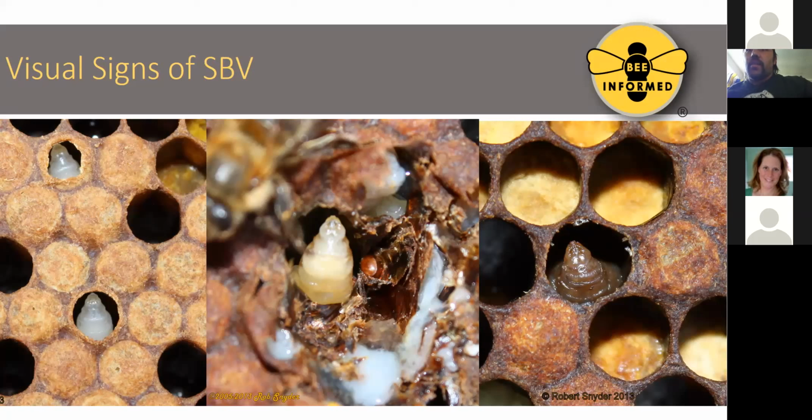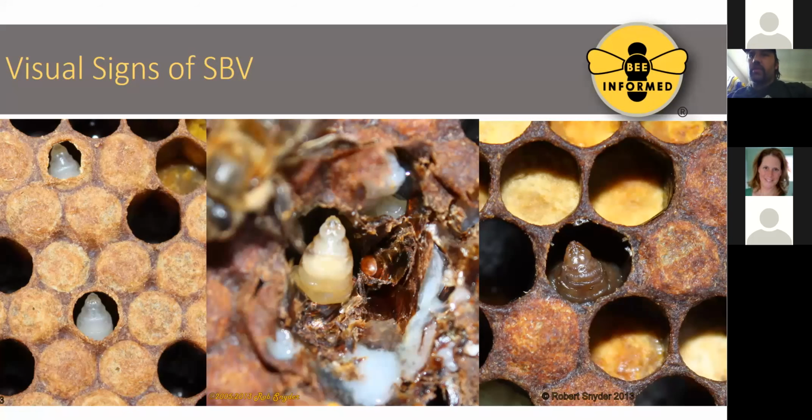They're cleaning up these infected larvae fairly quick. But the characteristics are that it's got this pointy head, and basically these are uncapped shortly after they are capped. In the center picture, you can see one of these sac brood virus larvae with a mite right next to it. And the picture on the right is a little bit darker as that one has aged.